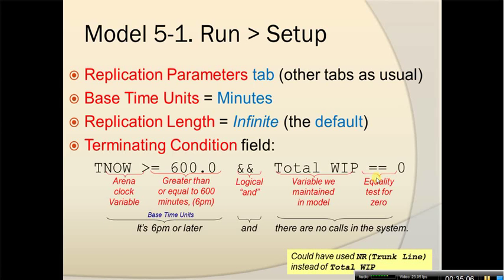So now again, we could have done it in a different way. We could have looked at the number of trunk lines used, or currently busy trunk lines, instead of total work in process. So there are different ways to model it, which would still accomplish the same result. So let me go ahead and show how to do that in Arena.